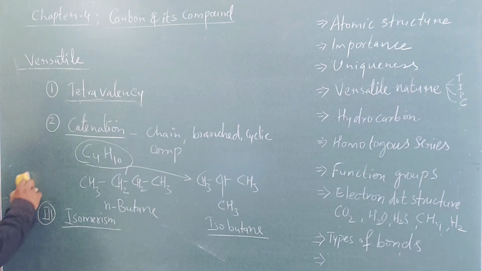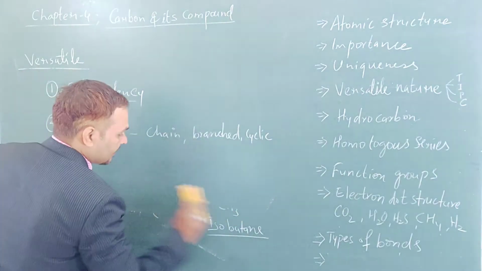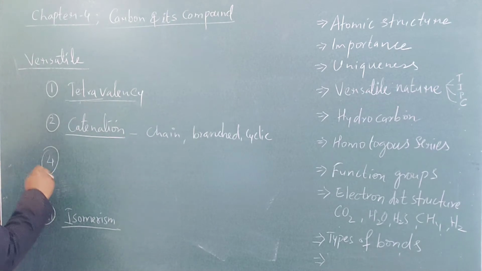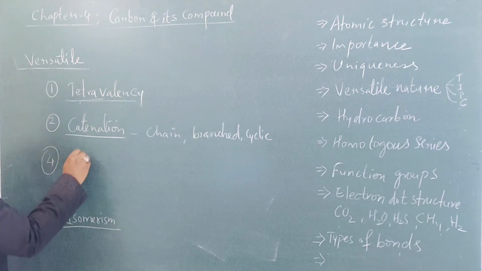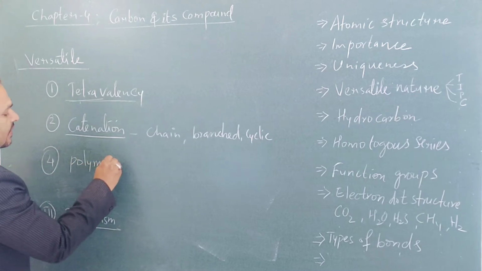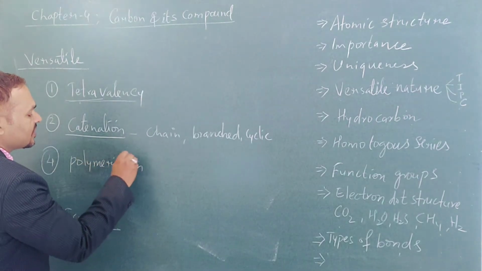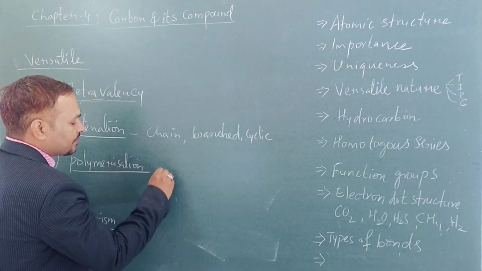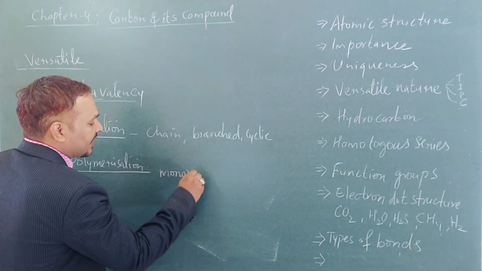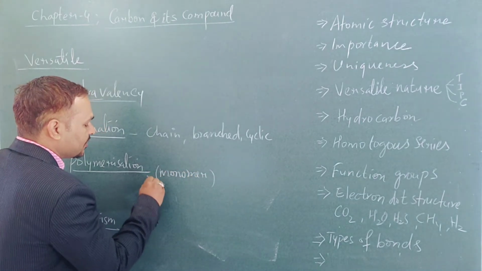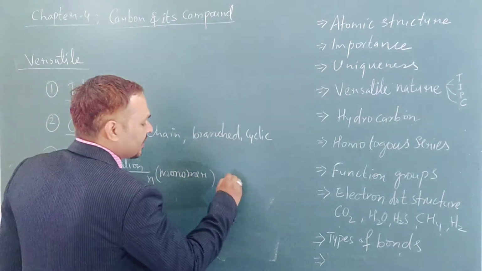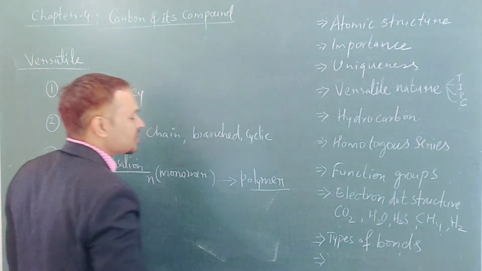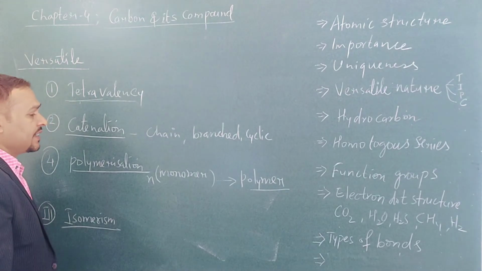And the next characteristic which can be present in the versatile nature of carbon is polymerization. Polymerization, what does polymerization mean? In polymerization, the monomer can be added in n number, that means n number of monomers can form a polymer. So this property is also present in carbon and its compounds.